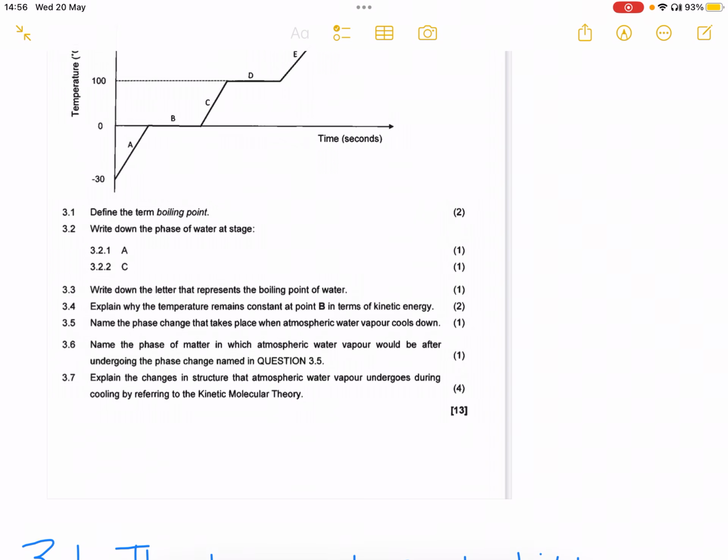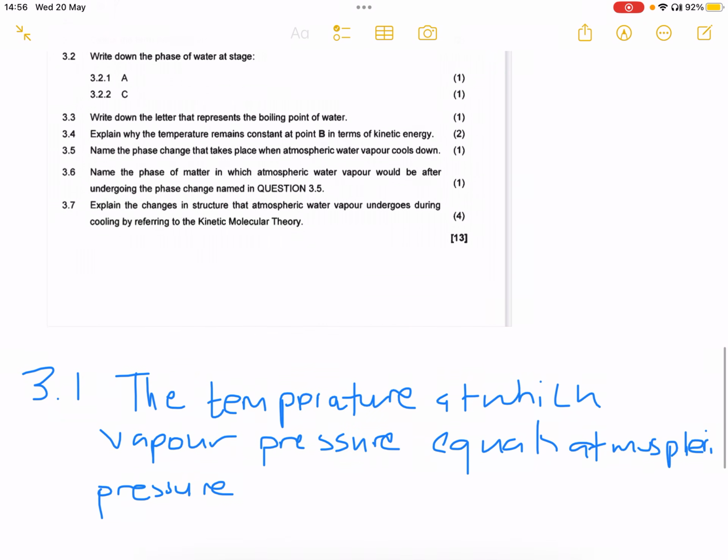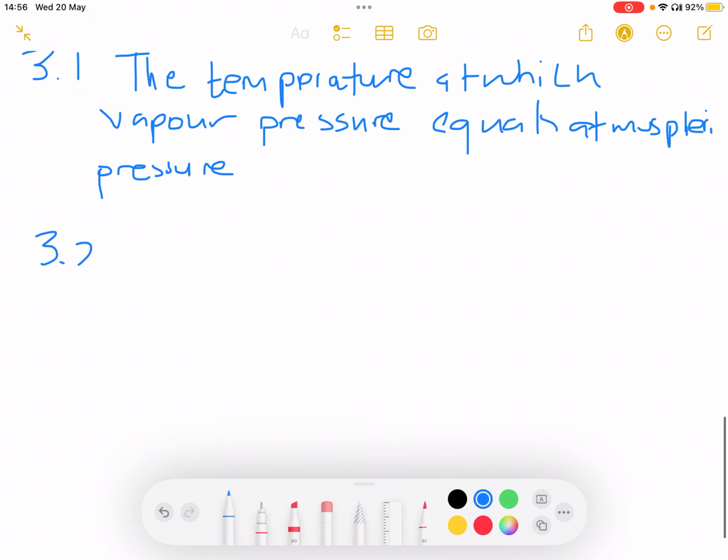All right, now write down the phase of water at stage A. Now we have to look at this graph. If you're looking at stage A, that is where this water is below 0 degrees Celsius all the way up to negative 30 degrees Celsius. And water below 0 is actually frozen ice. And frozen ice is the type of phase whereby water is a solid. So 3.2.1, we have water as a solid.